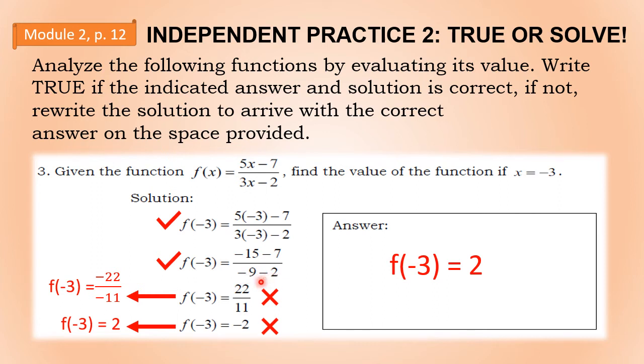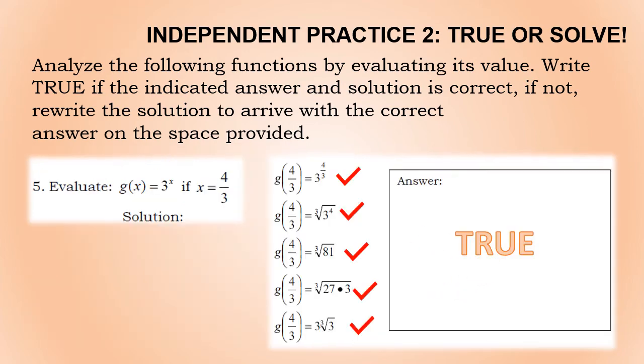Negative 9 minus 2 is not 11, but negative 11. Hence, this solution is wrong. This also follows that negative 2 is wrong. Hence, the final answer would be, from negative 22 over negative 11, positive 2. Final answer: f of negative 3 is equal to 2.